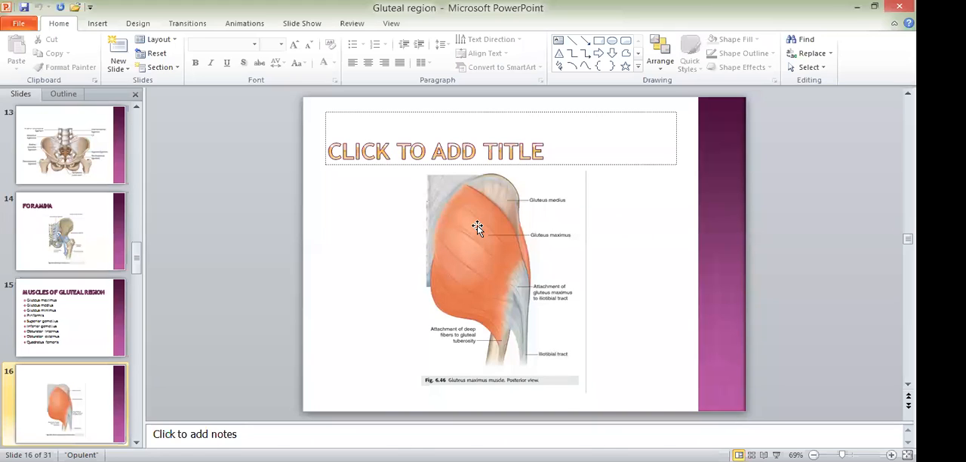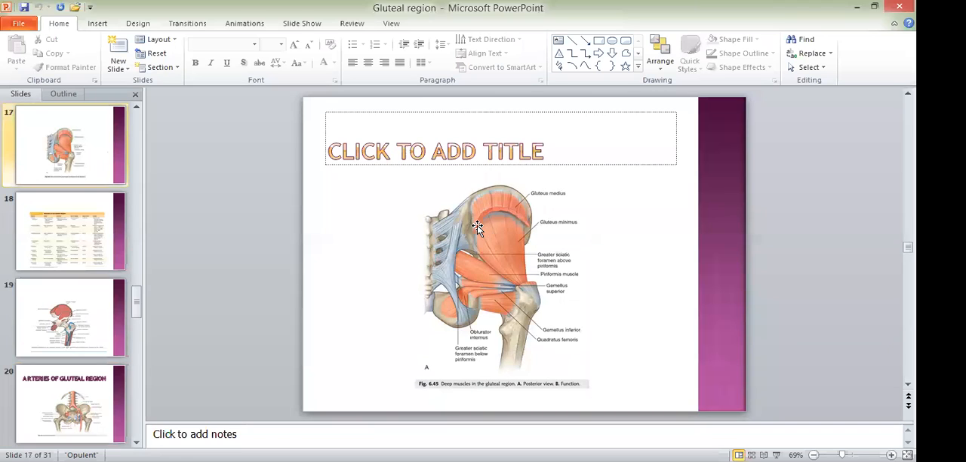It is innervated by the inferior gluteal nerve. You should remember one thing, that the gluteus maximus muscle is innervated by the inferior gluteal nerve, while gluteus medius and gluteus minimus muscles are innervated by the superior gluteal nerve. Clear? Here we have the gluteus minimus muscle, and the cut one is the gluteus medius muscle. These both are innervated by the superior gluteal nerve and inserted here in the greater trochanter of the femur.